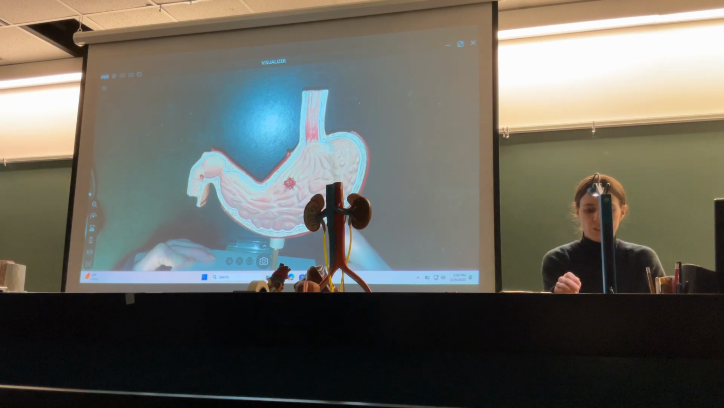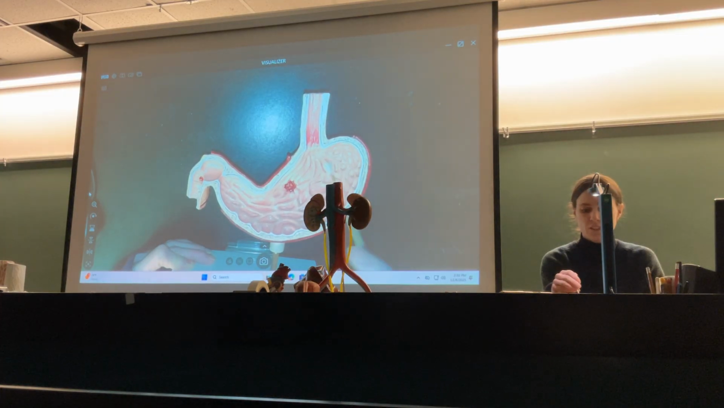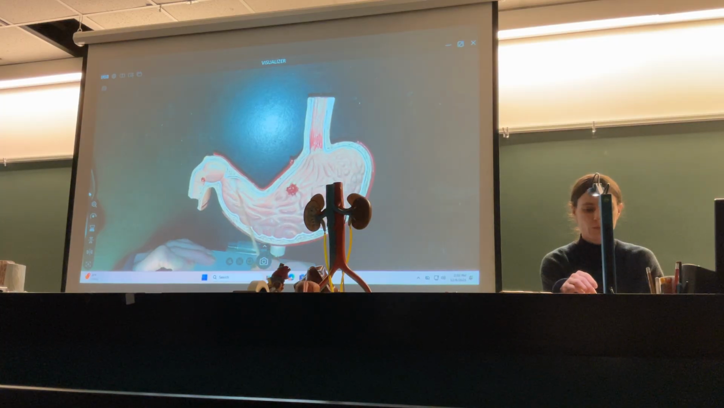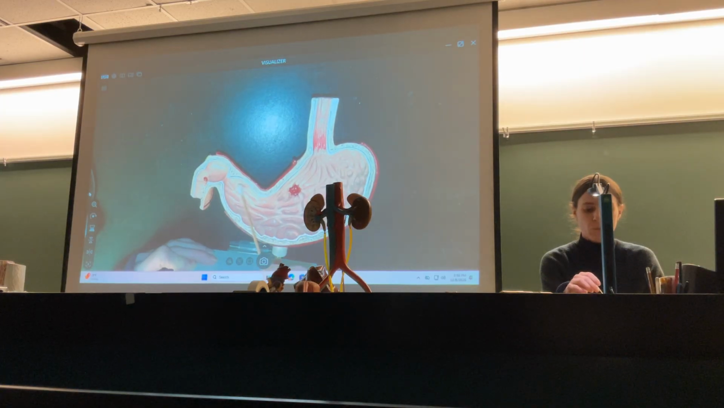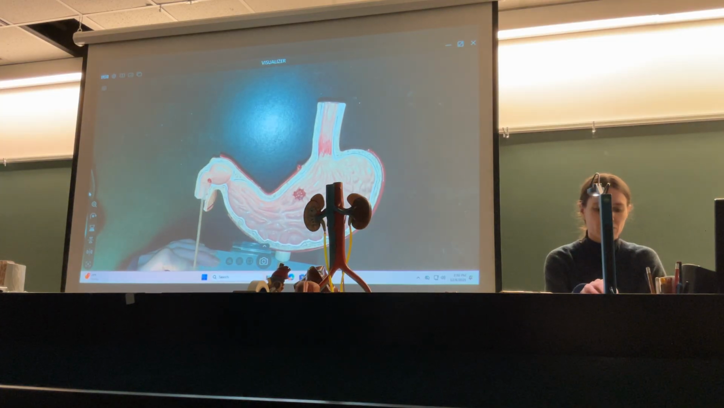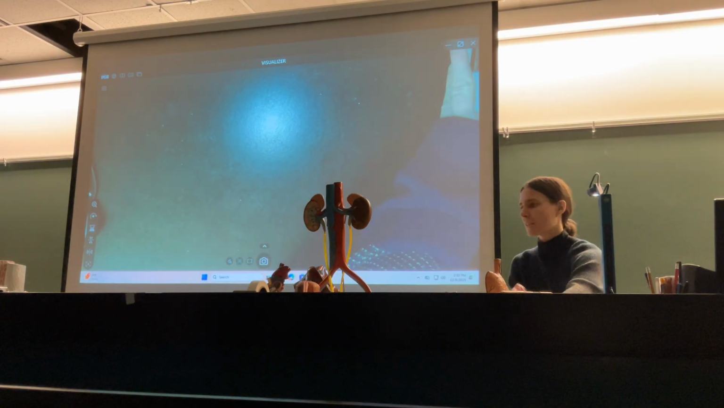So what is that region called right about here? Cardiac. Now the bulk of the stomach is the body. And then what is this region here? Pyloric. What is the sphincter that separates the small intestine and the stomach? Pyloric sphincter. So then what is this first section? Duodenum. Easy peasy.